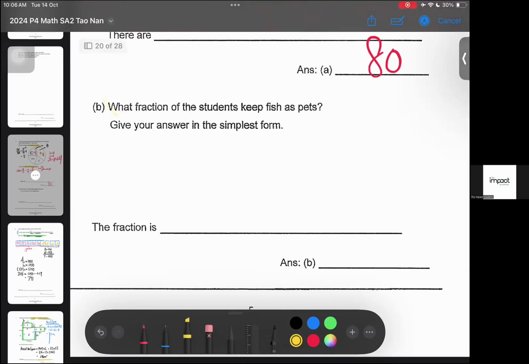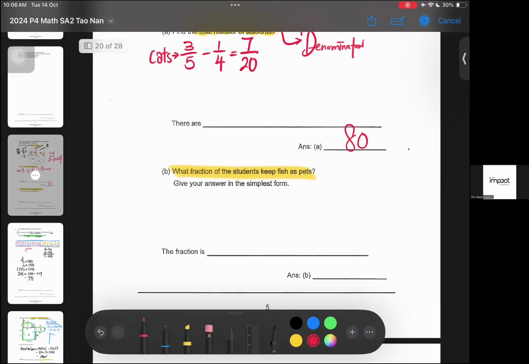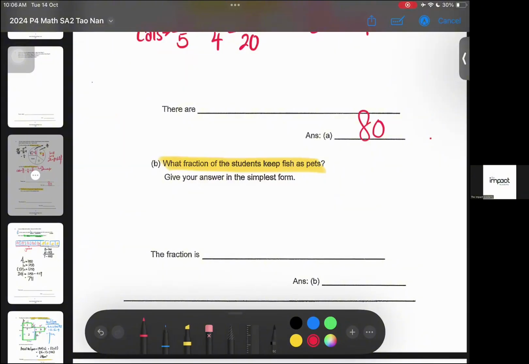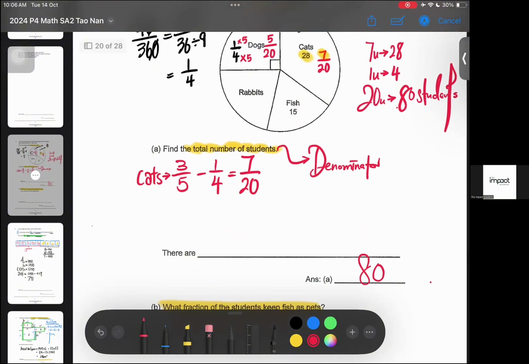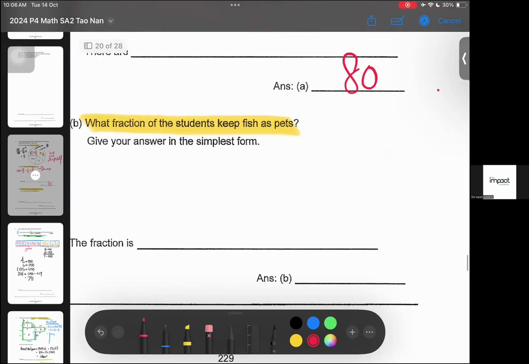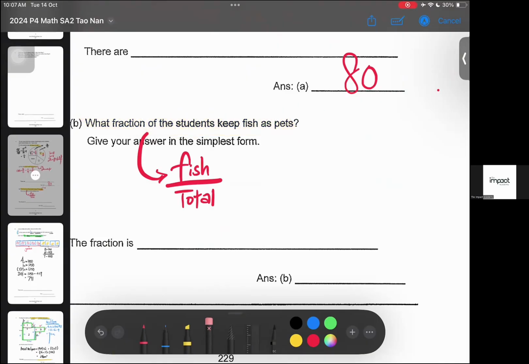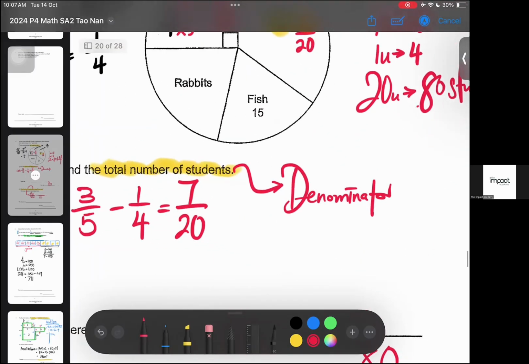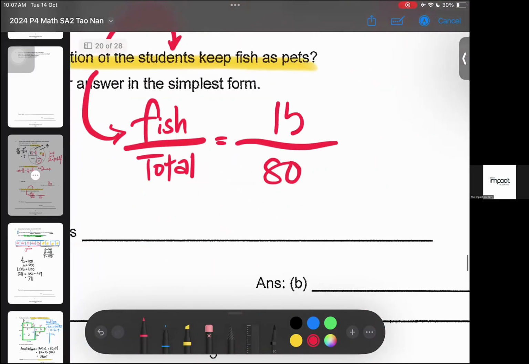Now, then the question went on to ask what fraction of the students keep fish as pets? Okay, what fraction of the students keep fish as pets? Well, when you are faced with this, you got to first write out fish over the total. How do I know that? Because as pets, that will be your fish, will be your numerator. Of the students, that means students will be your denominator. What is the total? Well, you all can see that the total is what? 80. What is the number of fish? How many of you can see that it's 15? Okay, so what you're going to do is just 15 over 80.